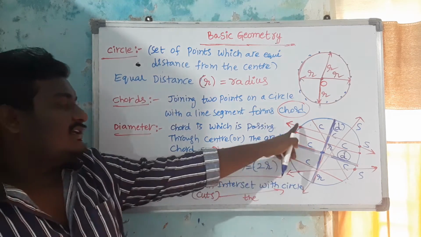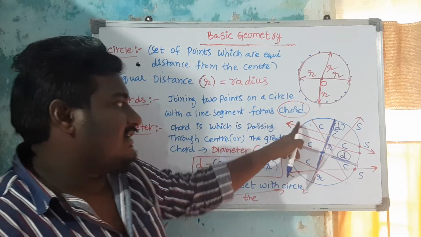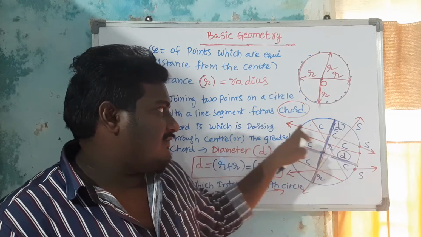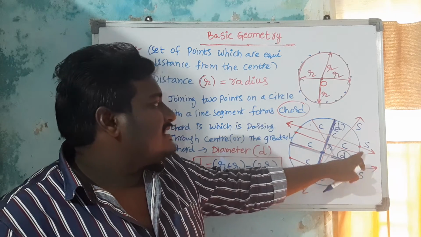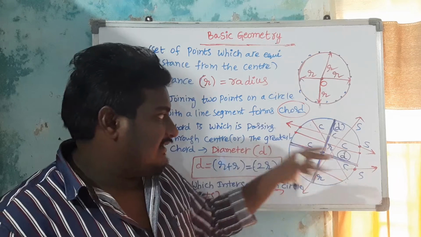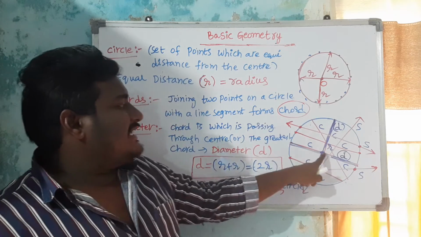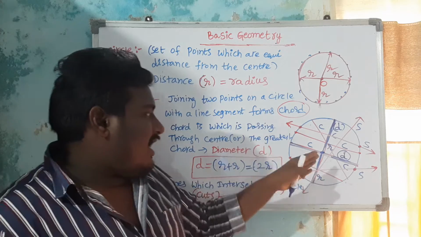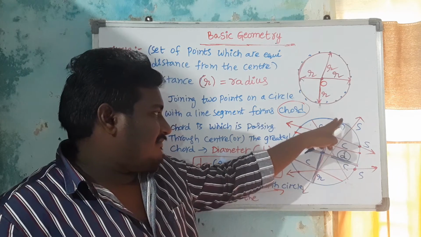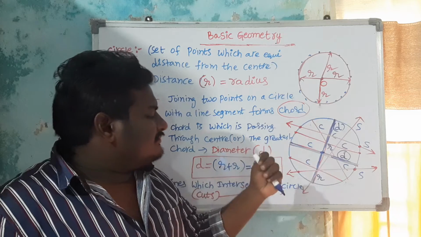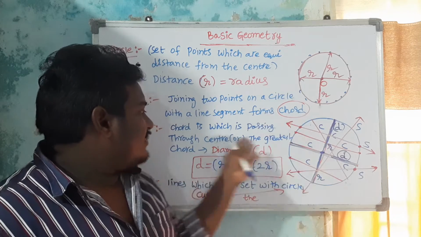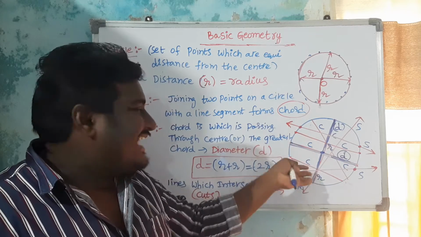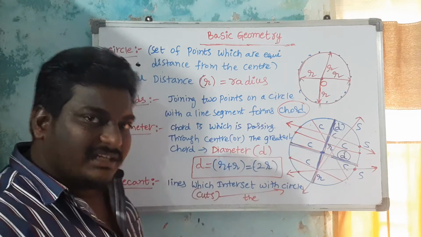Chord is nothing but, if you draw a line segment from one end point to another end point on a circle. The biggest chord is called the diameter, or the chord passing through the center is called the diameter. Secant means, if you cut a circle with a line, an endless line, that is called a secant. That's it.